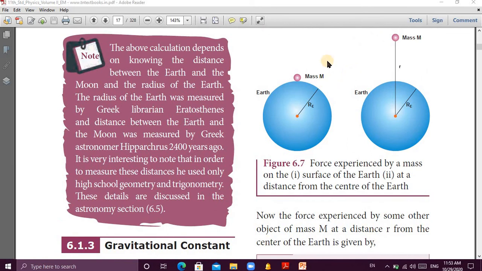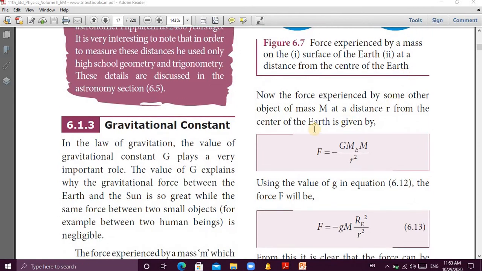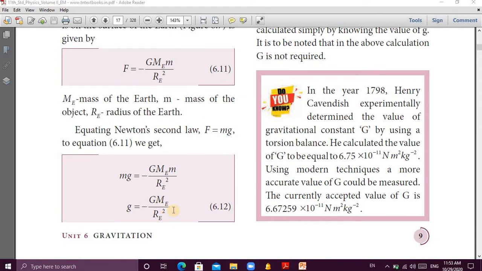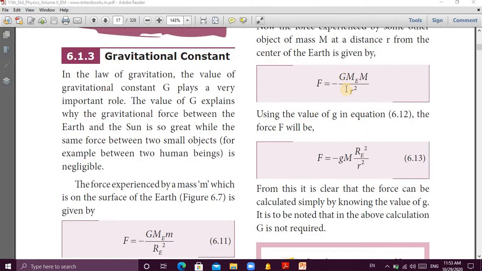Now the object, that means a bigger object of mass capital M placed at a distance from the center of the earth, is represented by small r in this diagram. The force experienced by this object of mass capital M at a distance r from the center of the earth is given by capital F is equal to minus G M E into capital M divided by r square. Already we know the formula, small g is equal to minus G M E divided by R E square. Substituting in this equation we get F is equal to minus g.